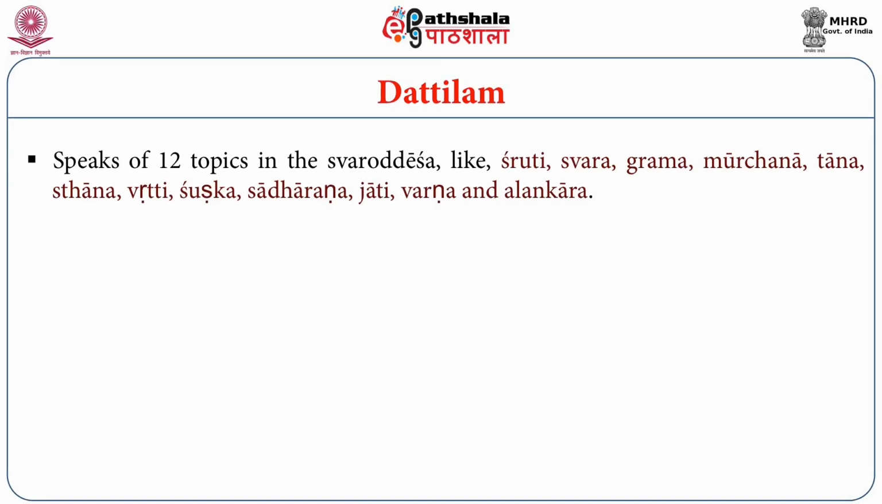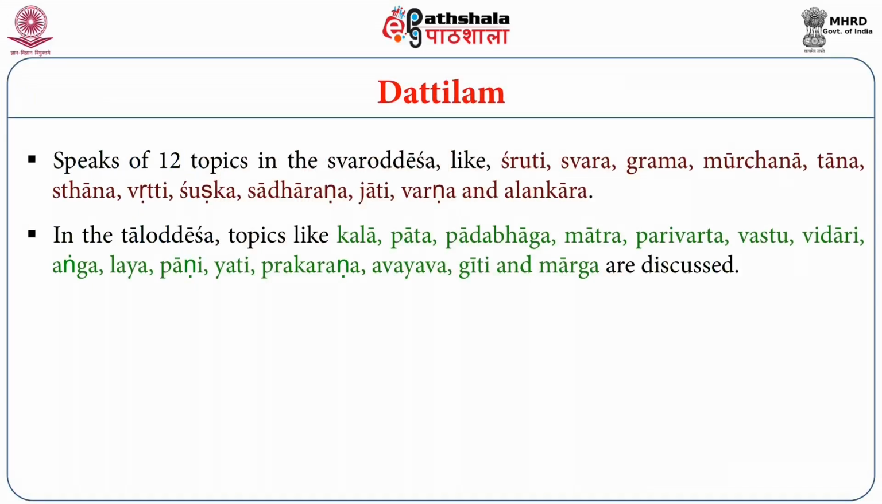Dattilam speaks of 12 topics in Swarodesha. I told you Swarodesha and Talodesha are available. So Swarodesha deals with Shruti, Swara, Grama, Murchana, Tana, Sthana, Vritti, Shushka, Sadharana, Jati, Varna and Alankara. Please don't get worried about these technical terms. These were all the terms which help us understand the music concepts which prevailed at that time. Only those who are interested can get into the details by looking at the critical editions with English translations of these works. In the Talodesha, topics like Kala, Phata, Padabhaga, Matra and many others are discussed.